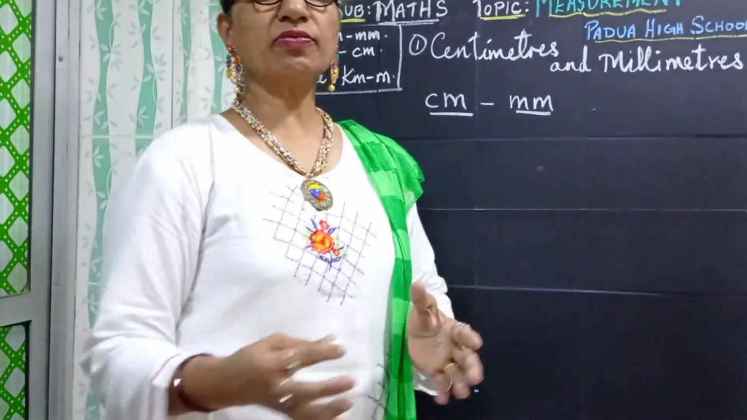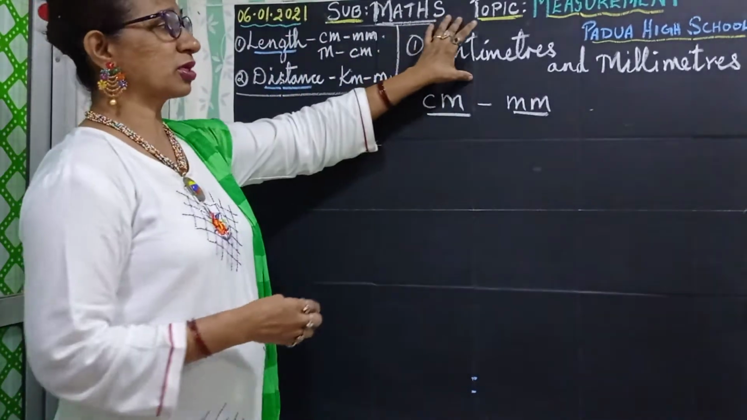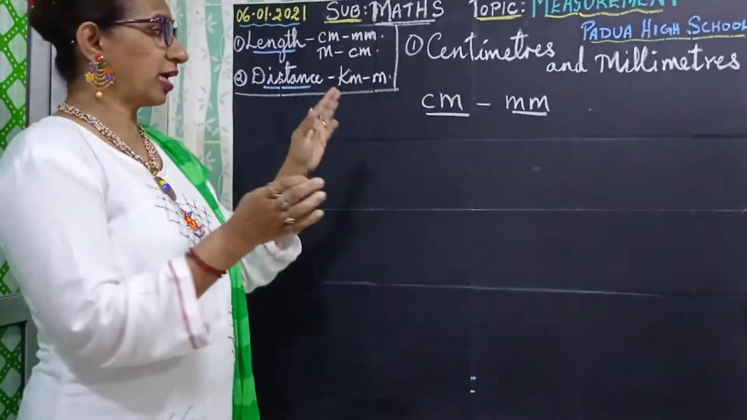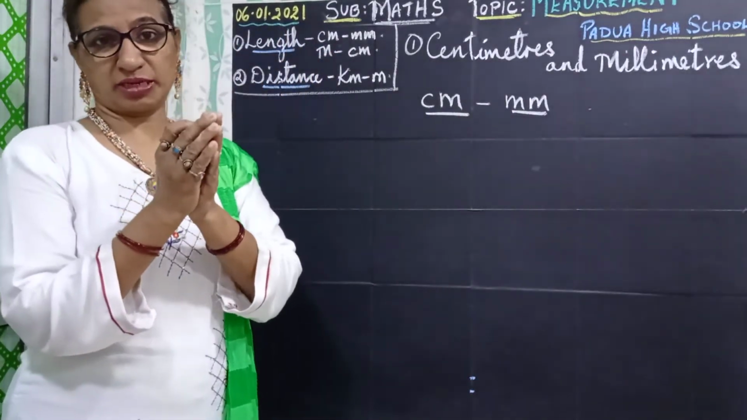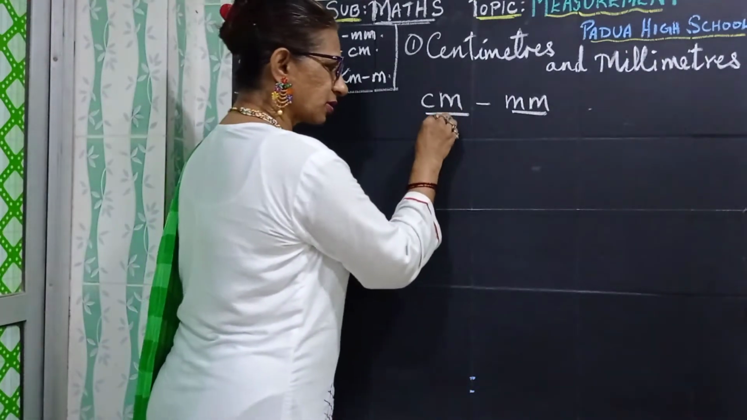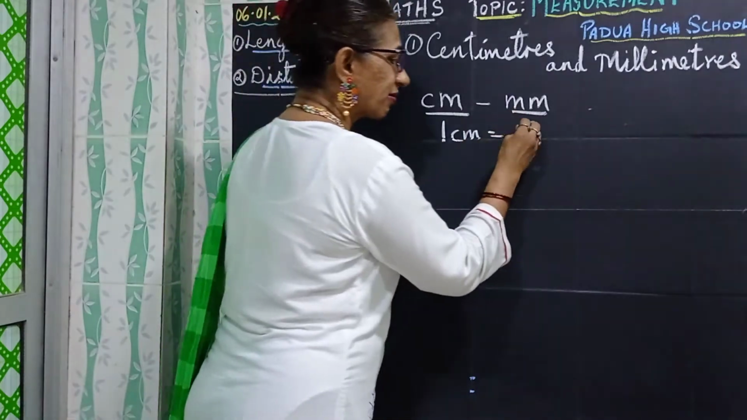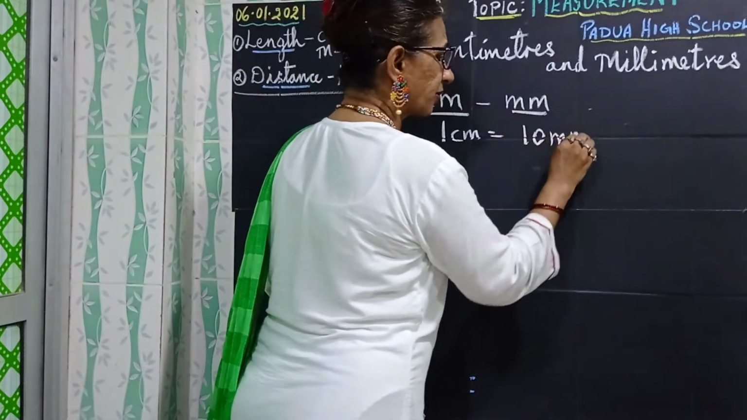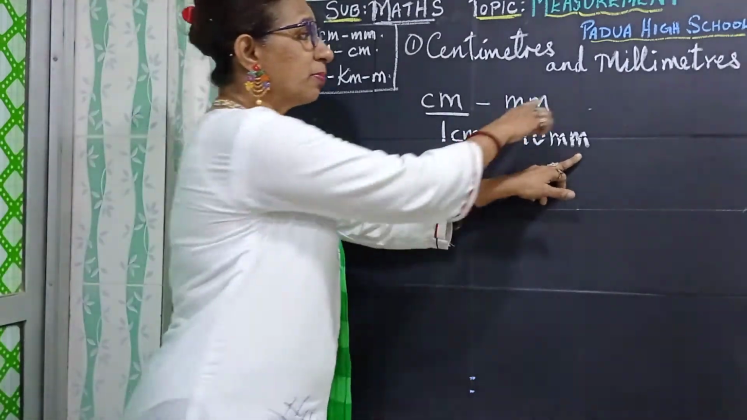Okay, now when we take something a little bigger, like when we measure cloth, at that time we don't usually use centimeters and millimeters. This is small, so what do we use? We use meters and centimeters. But before that you have to know that 1 centimeter is equal to 10 millimeters.